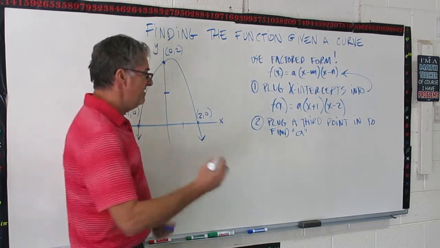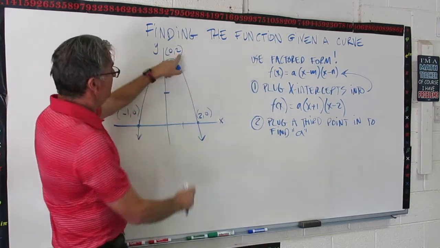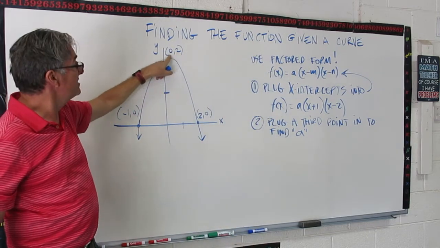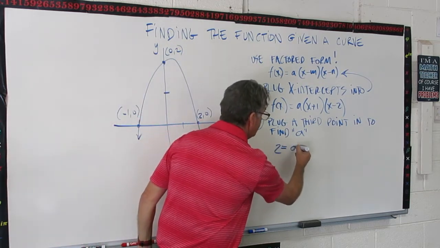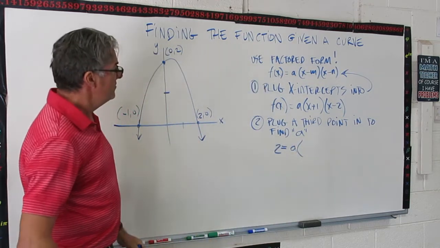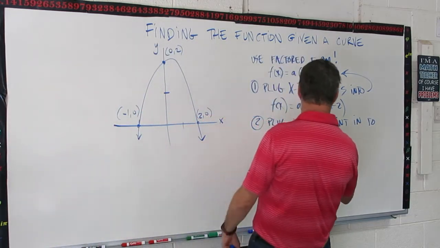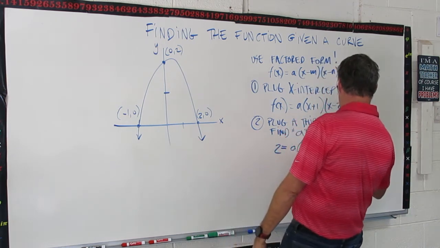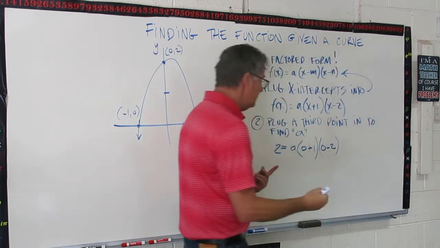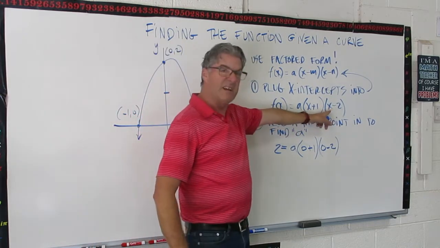So let's do that. So f of x for this point is 2. We know the y value at 0 is 2. So this is going to be 2 equals, now I don't know a, but I do know my intercepts, right? So it's going to be a times 0 plus 1 times 0 minus 2. So all I did is I plugged the 0 for x into my function where x exists.